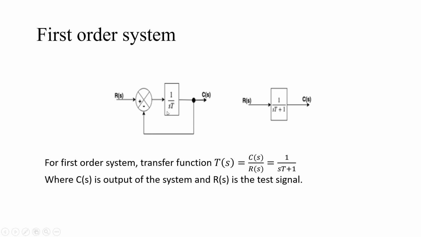Like in this figure, the forward path transfer function is 1 by sT and feedback is 1. So, their overall transfer function is 1 by sT plus 1. Here in the denominator the power of S is 1, so it is a first order system. Here C(s) is the output of the system and R(s) is the test signal or input signal.